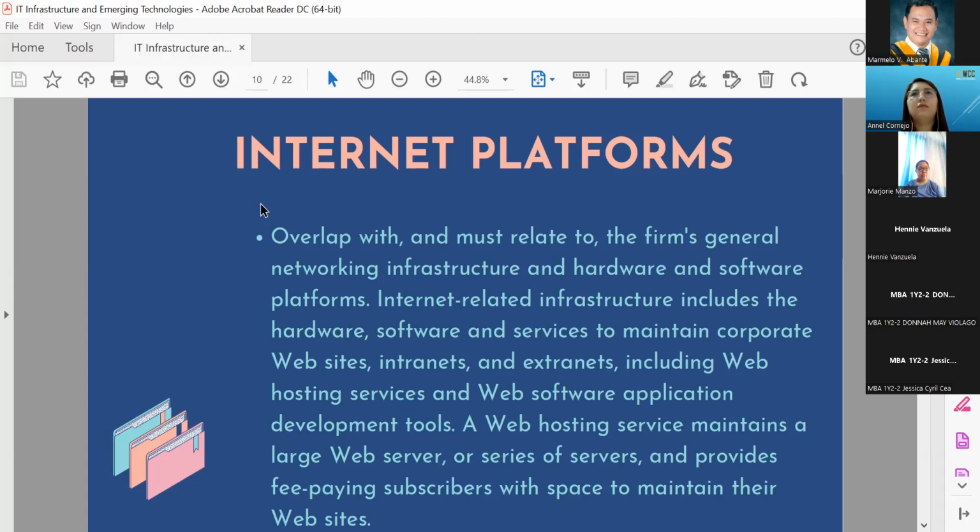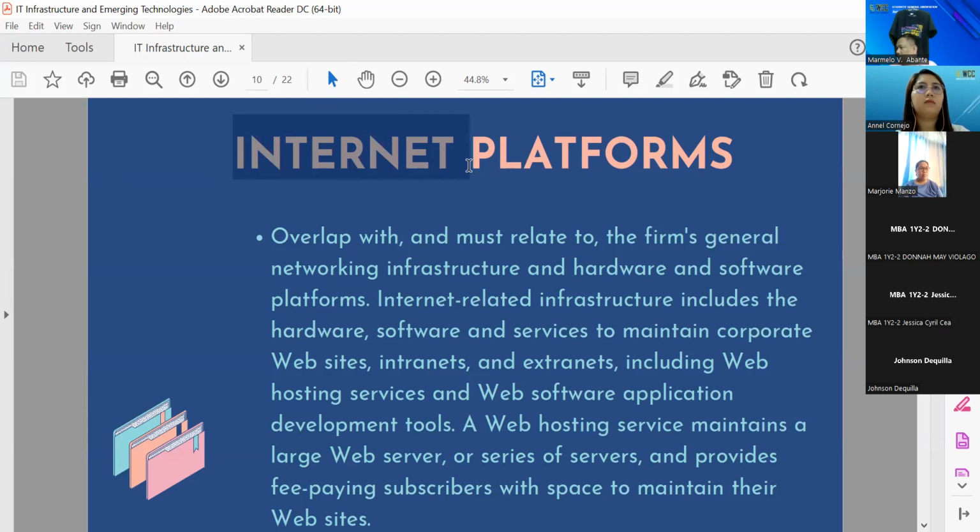Next, we have the internet platforms. Overlap with and must relate to the firm's general networking infrastructure and hardware and software platforms. Internet-related infrastructure includes the hardware, software, and services to maintain corporate websites, intranets, and extranets, including web hosting services and web software application development tools. A web hosting service maintains a large web server or series of servers and provides fee-paying subscribers with space to maintain their websites. So ito, again, gamit na gamit sa atin ito ngayon, our internet platforms.